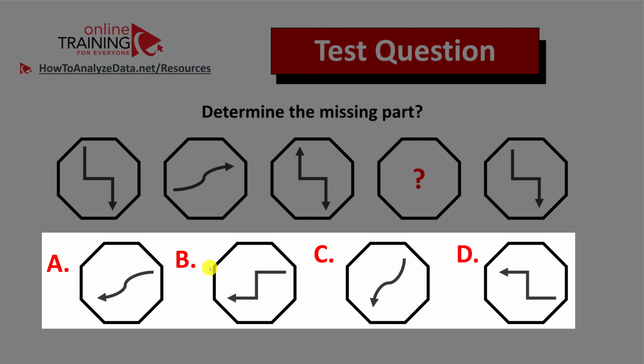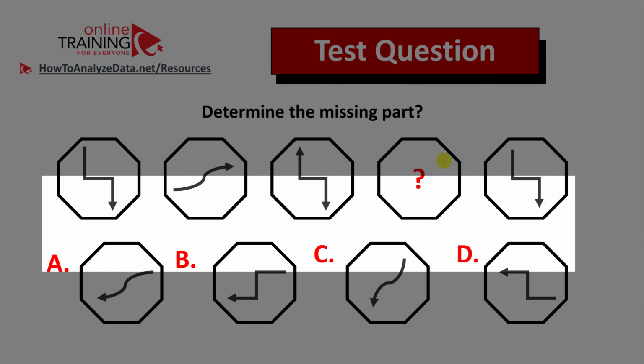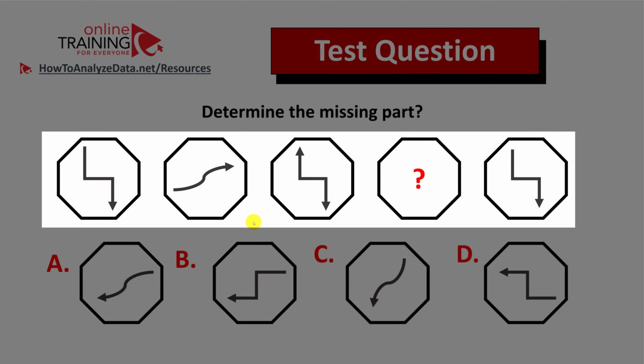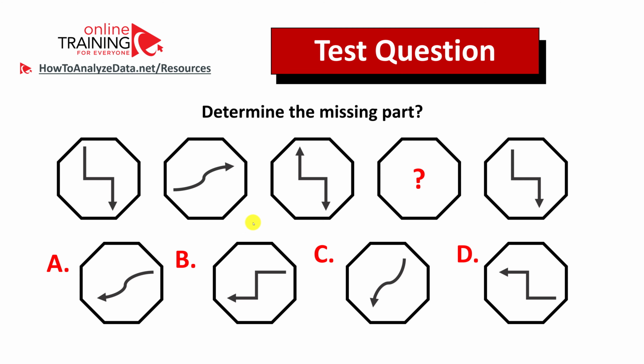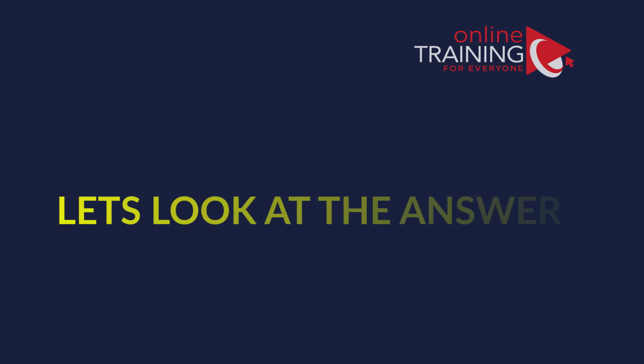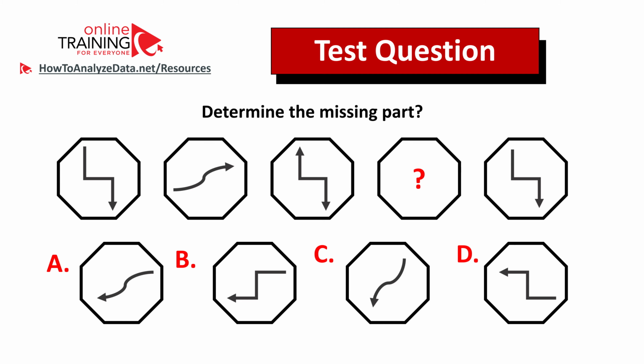Choice A, B, C, and D. Do you see the right fit for the missing part on the top? Give yourself 20 to 30 seconds to think through this and see if you can come up with the answer on your own. Did you figure out the answer? Let's continue to see how we can solve this challenge and get to the correct solution together.